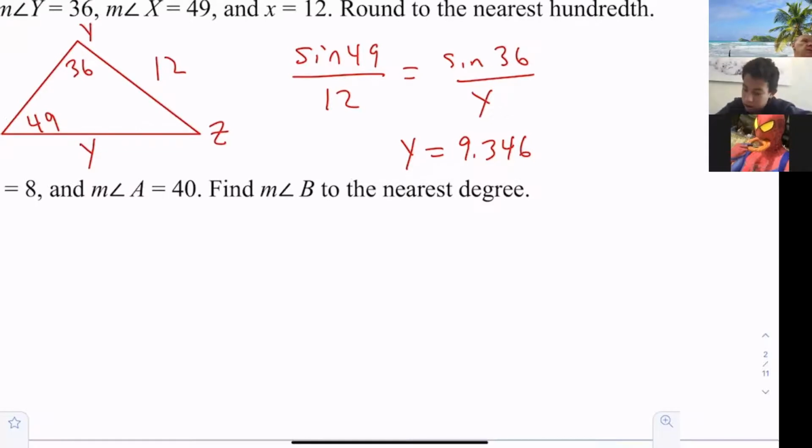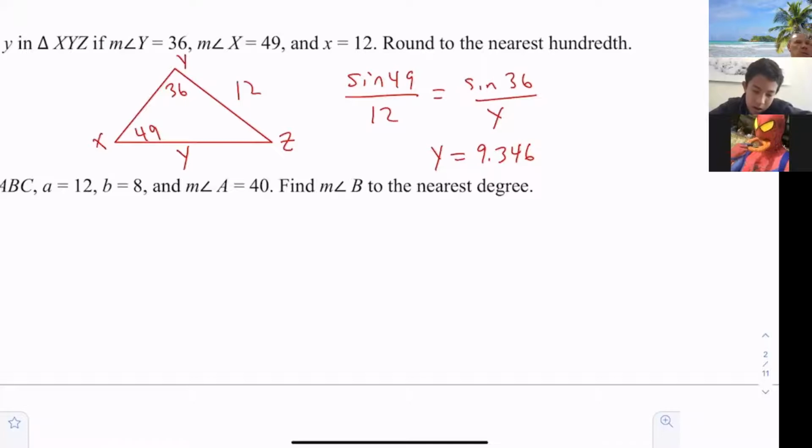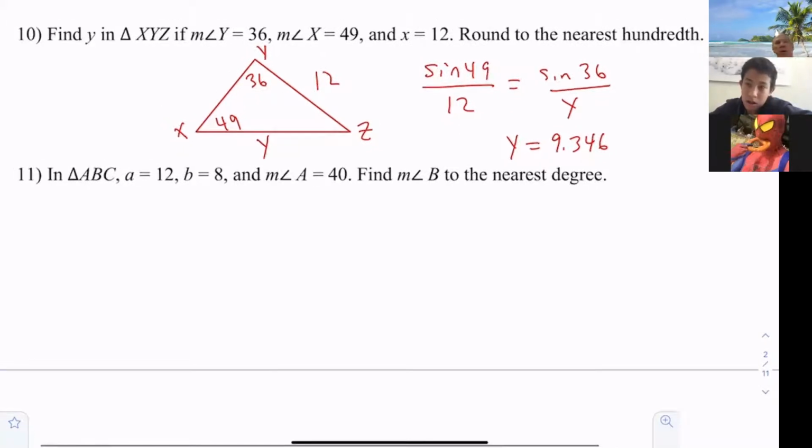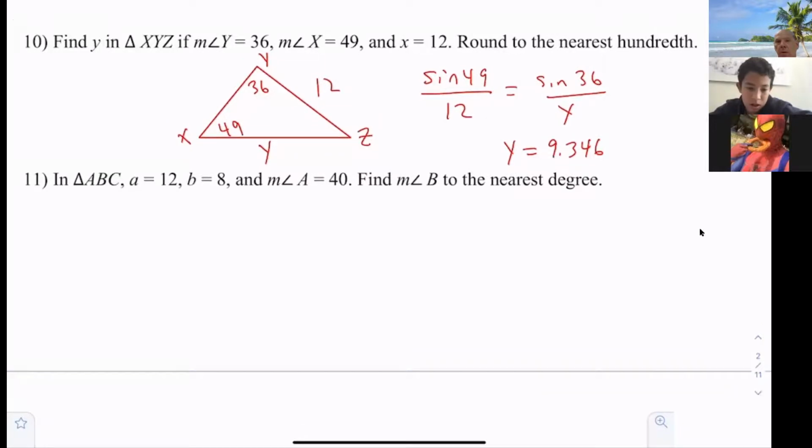What did you get? 9.346. Everybody happy? All right. Bo, you good? No. I don't know why that's so big. I did that. Hold on. I have it on.